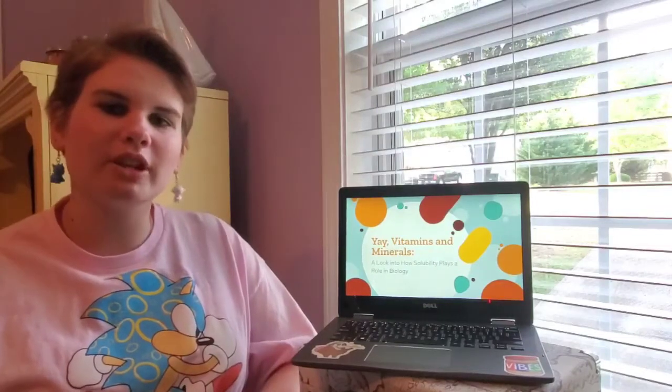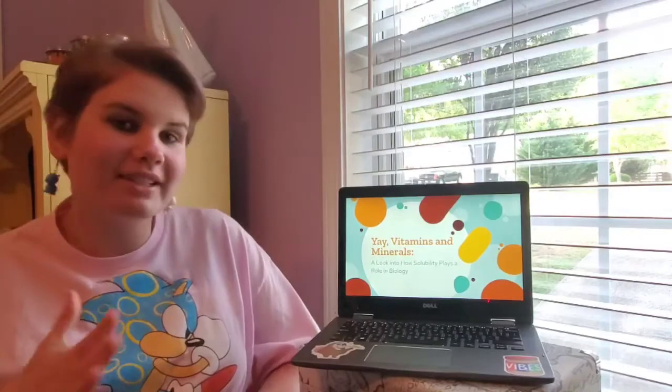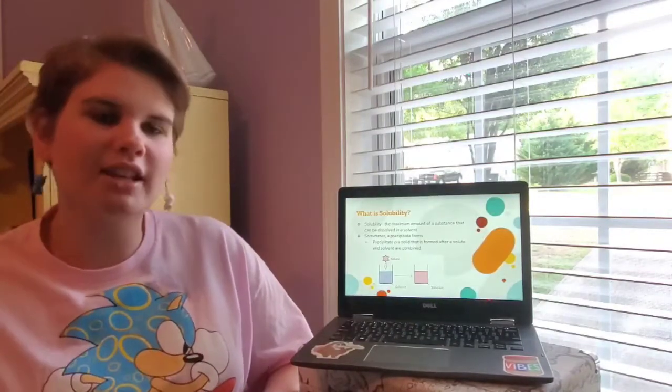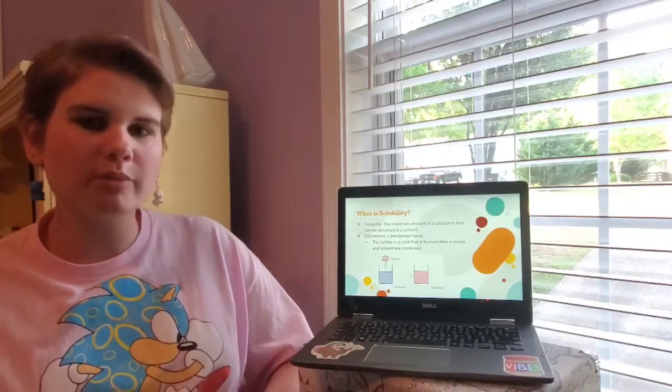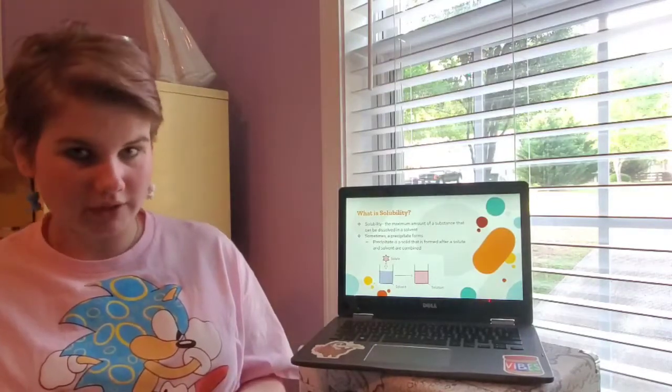Today we are going to be learning about how solubility plays a role in biology as a part of my CCI project. So we first have to learn what solubility is before we can really understand how it plays a role in biology. So solubility is the maximum amount of a substance that can be dissolved in a solvent.